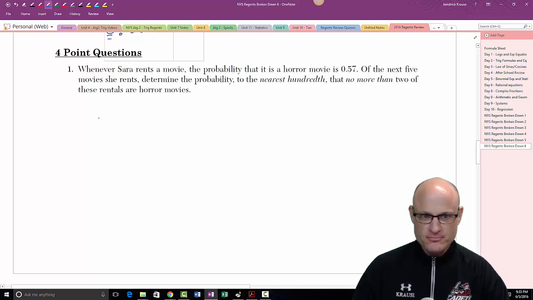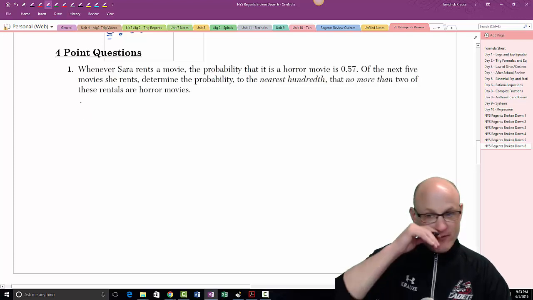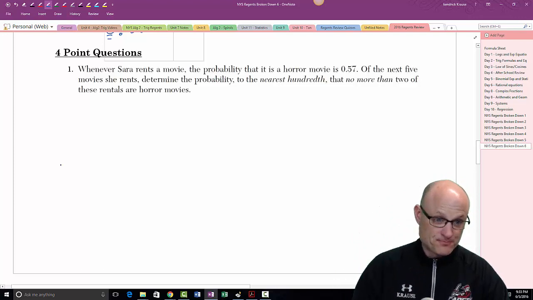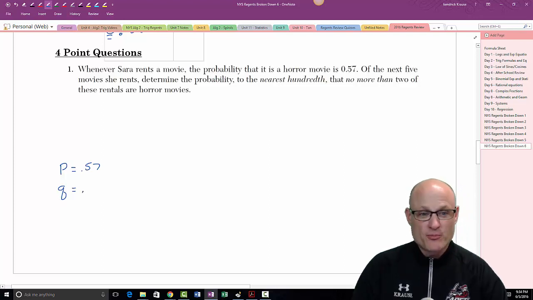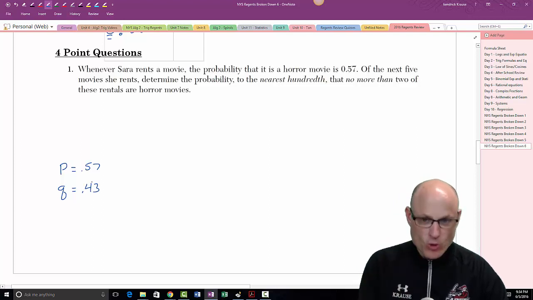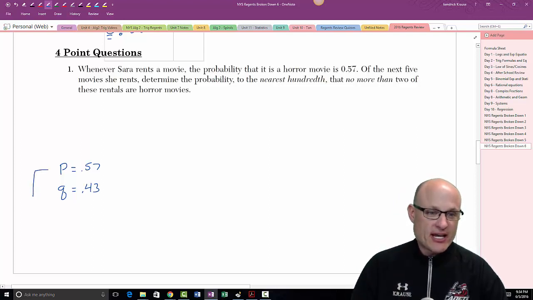Okay, so whenever Sarah rents a movie, the probability of her renting a horror movie is 0.57. So I know P, the probability of a horror movie, is 0.57. So I also know Q, the probability of not renting a horror movie. Remember, these have to add up to 1.